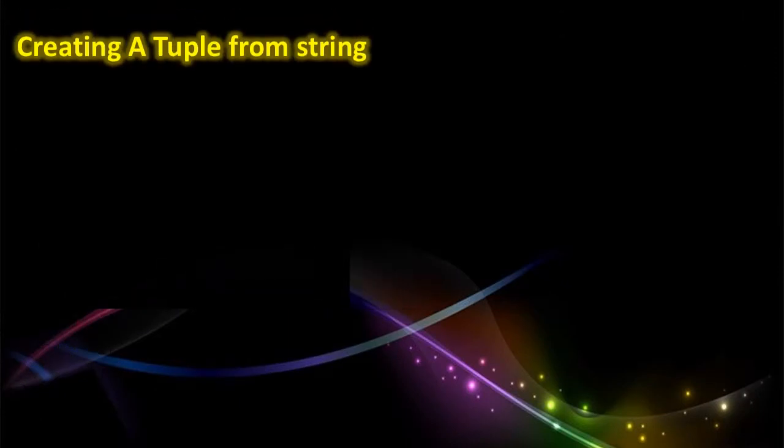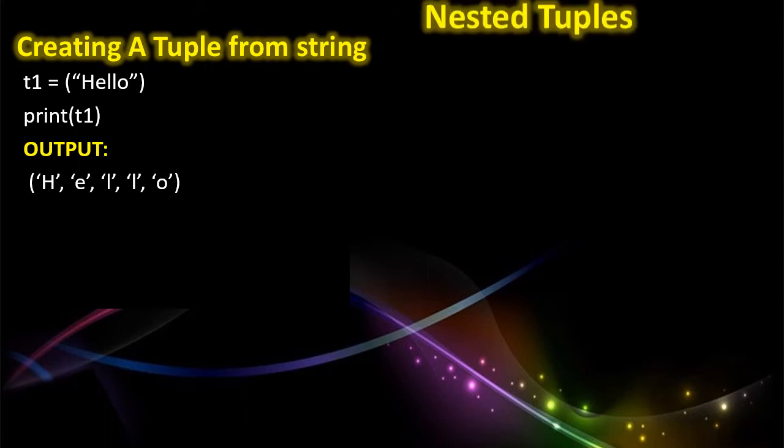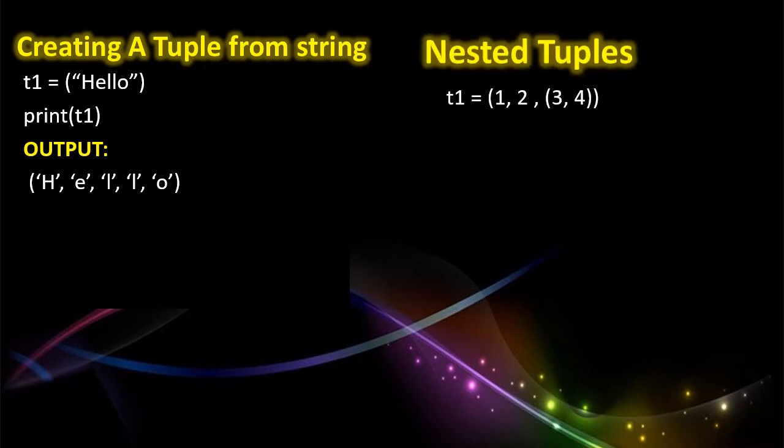And from a string also we can create a tuple. See here, t1 equal to tuple of hello, and print t1. Now we can get those values, each letter separated by a comma. A nested tuple means a tuple contains another tuple. So here 1 comma 2 is one tuple, and it contains another tuple 3 comma 4, that is a nested tuple. And there is the output.